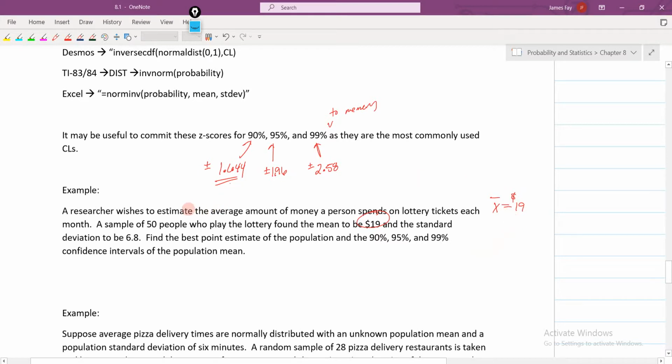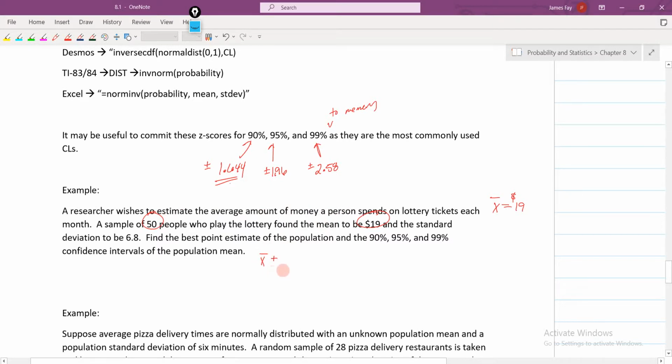But it's likely that none of these 50 people spent exactly 19 bucks. So, is that a good estimator for our population mean? We can get a better understanding of our population mean if we construct this confidence interval.